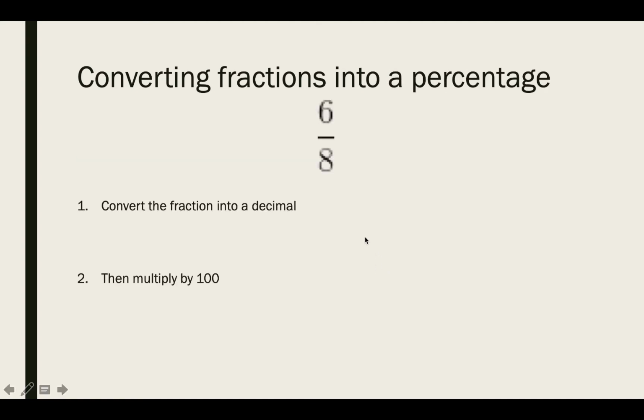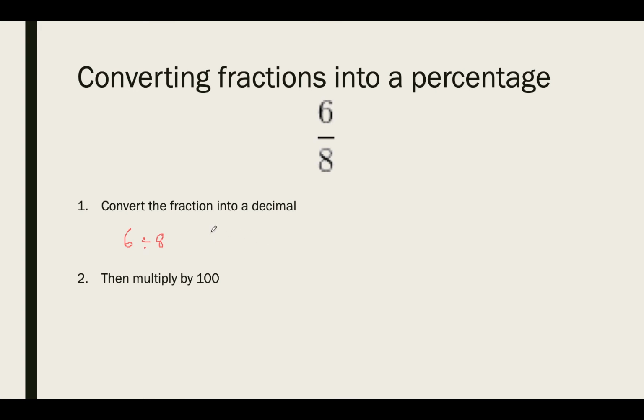So using our knowledge which we've just gained on converting into decimals, we're now going to be converting fractions into percentages. If you follow the rules here, we should be able to complete it. So we've got 6 over 8 and we want to convert the fraction into a decimal. We said converting a fraction into a decimal requires you to divide the numerator by the denominator. So that's 6 divided by 8.